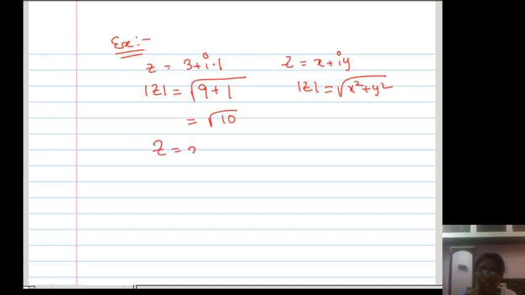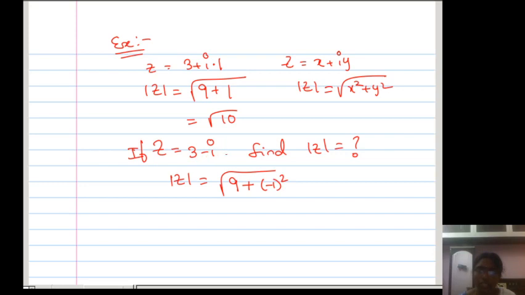Now my question is, if z is equal to 3 minus i, then find mod z. How to determine mod z? Under root 3 square means 9, plus what is y here? Minus 1, yes, because I have written 3 plus i times minus 1. Y is equal to minus 1. So 9 plus 1 is again 10.